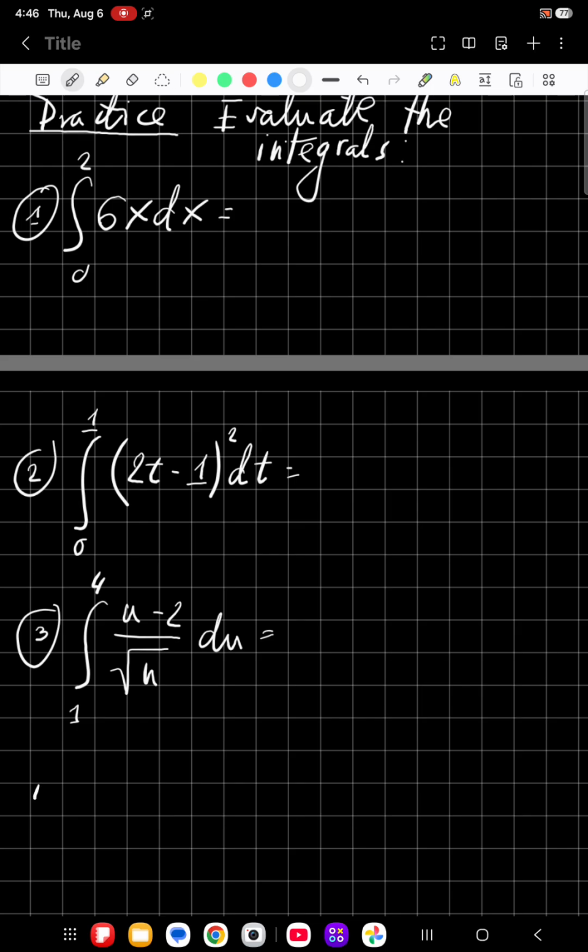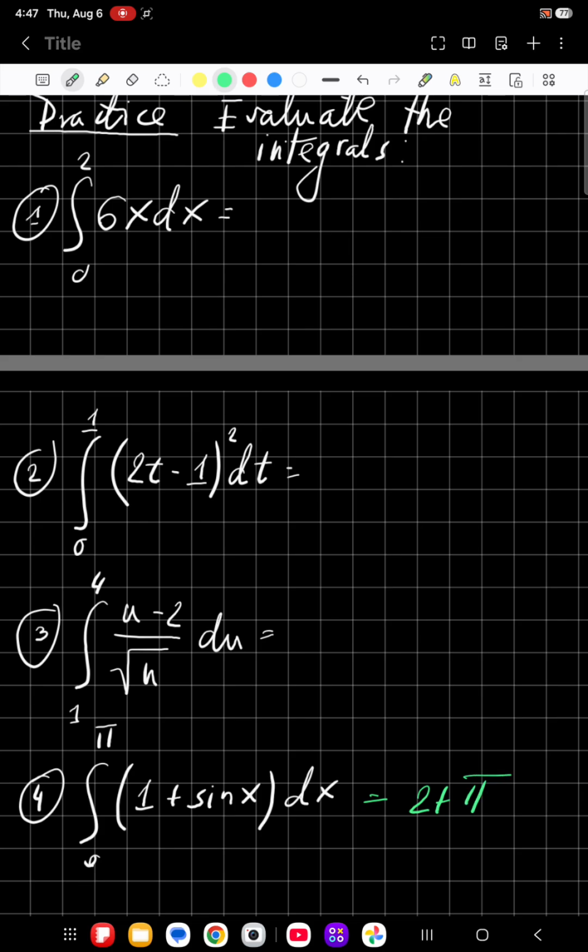Again, the last problem, number 4. I hope I have it right here. It's from 0 to pi, and the function is 1 plus sine x dx. Okay, so pause the video, do the problems, and here are the solutions. The first one is 2. The last one is 2 plus pi.